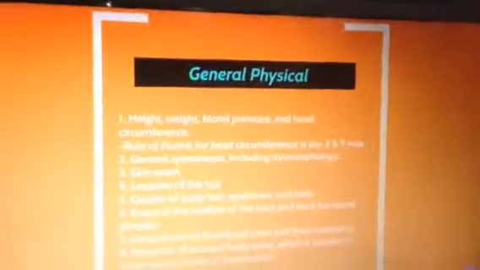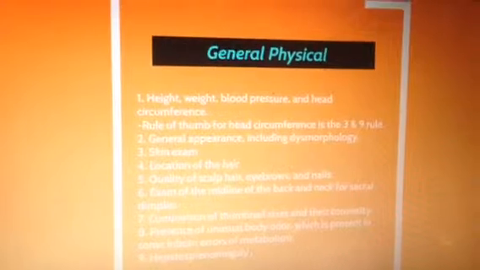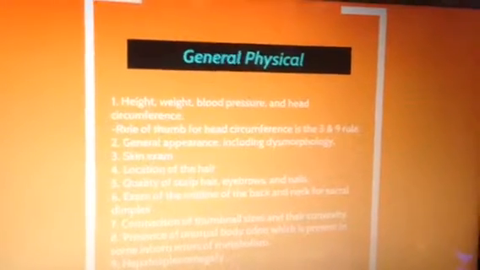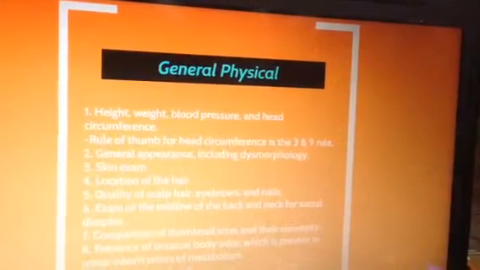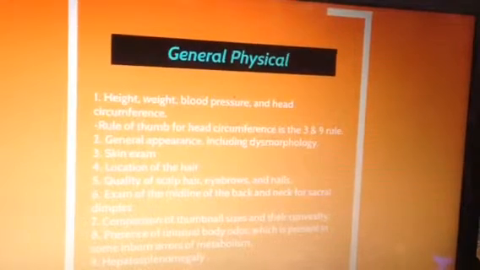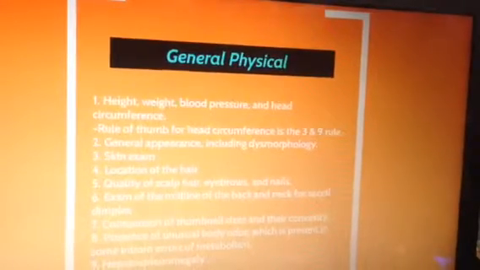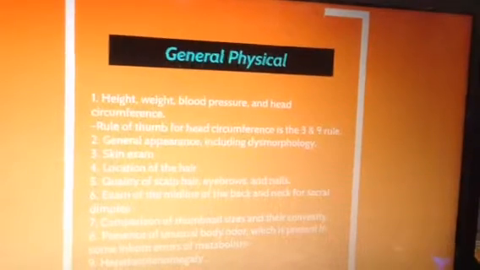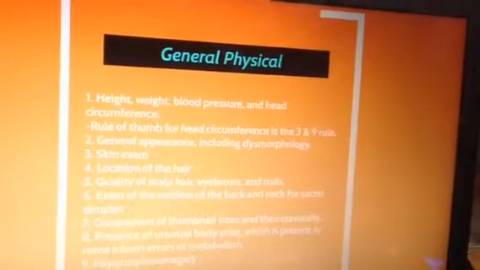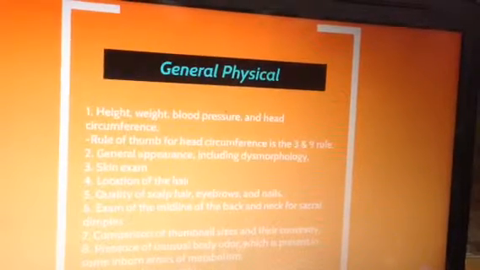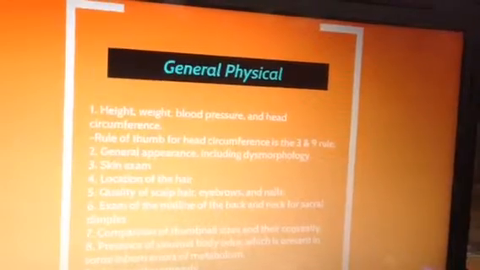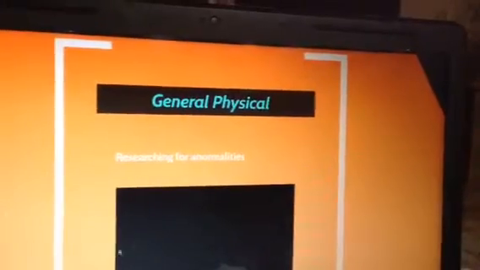The next part is the general physical, where we measure height, weight, blood pressure, and head circumference. General appearance includes morphology, the skin exam, location of the hair, quality of scalp hair, eyebrows and nails, exam of the midline of the back and neck for spinal dimples, comparison of thumbnail size, presence of unusual body odor, which is present in some inborn errors of metabolism, and hepatosplenomegaly. This is the search for anomalies.